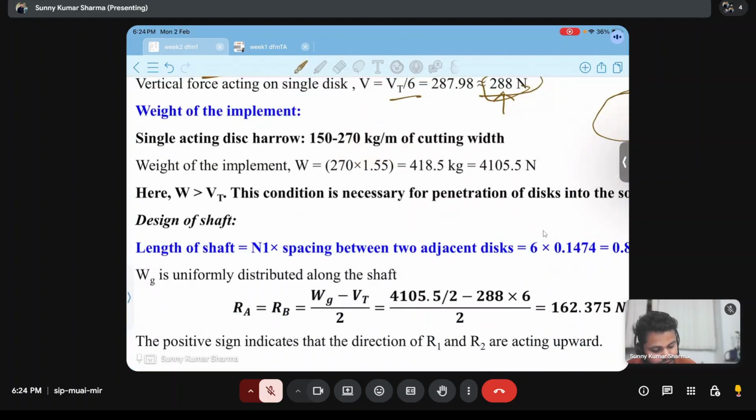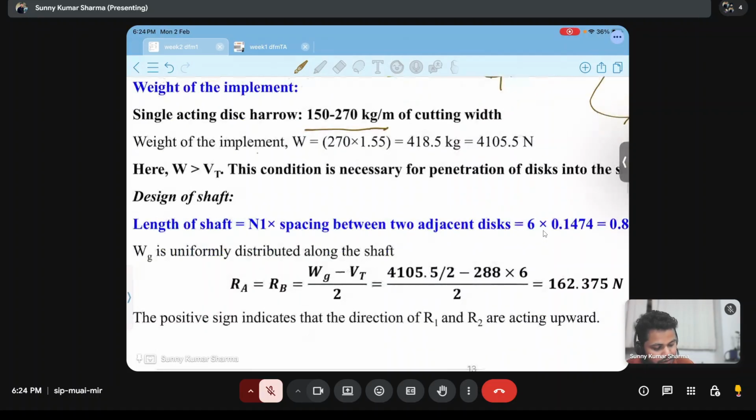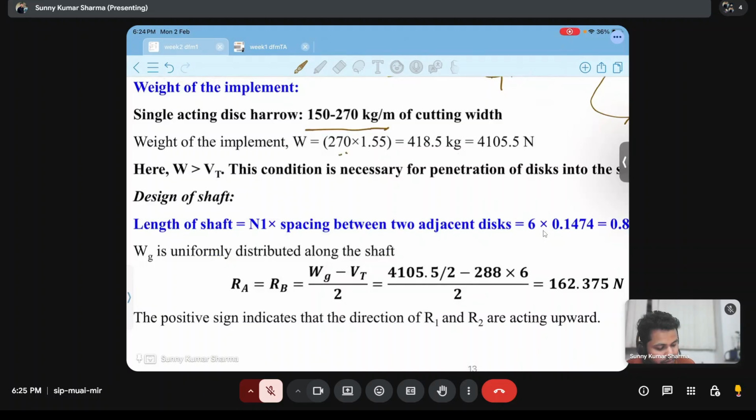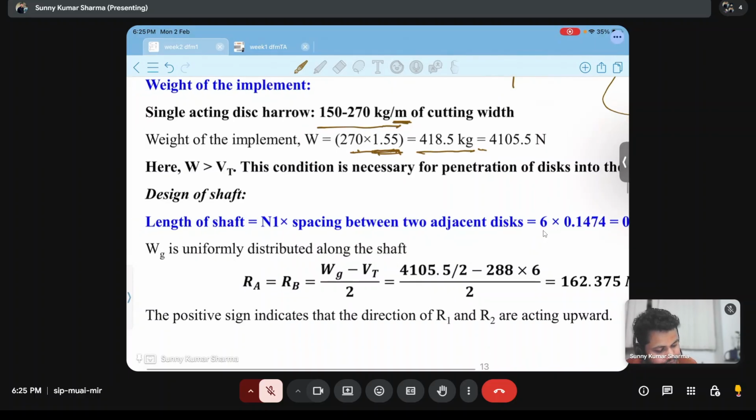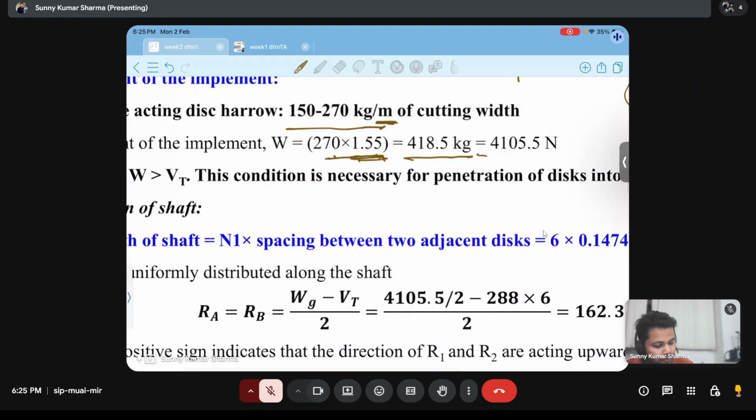And weight of implement was given. For single acting disc harrow, it is taken as 150 to 270 kg per meter. So weight of whole implement will be, this is per meter and our width is 1.55 meter. So 418.5 kg is the weight of the whole disc harrow.